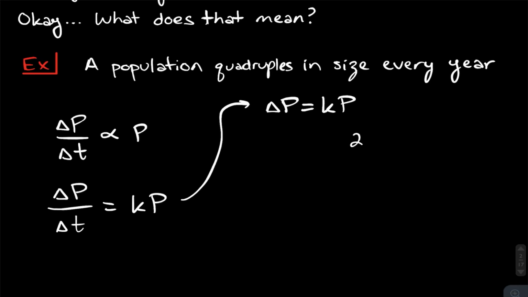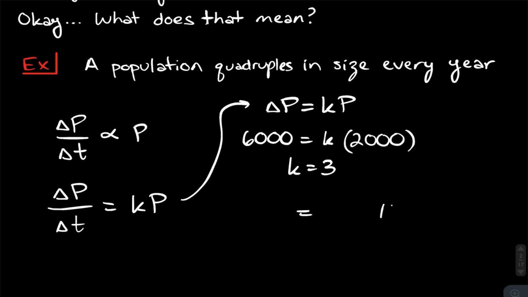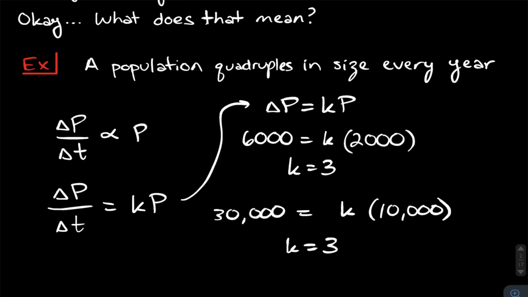So if p is 2,000, 2,000 would be multiplied by k here. What would our change in p be over a year? Well, if p is 2,000 to start the year, it's going to be 8,000 to end the year, and so it will have changed by 6,000. And so k here would be 3. We'll do another example. Let's say the population started out with 10,000. Multiply that by k. We end up with a population of 40,000 after a year, and so we've changed by 30,000. Again, k is equal to 3.